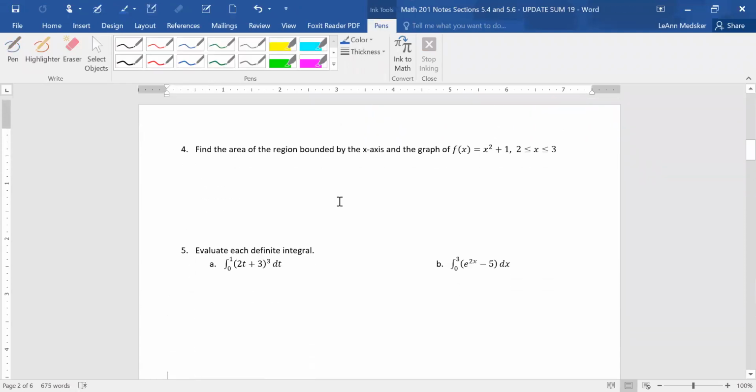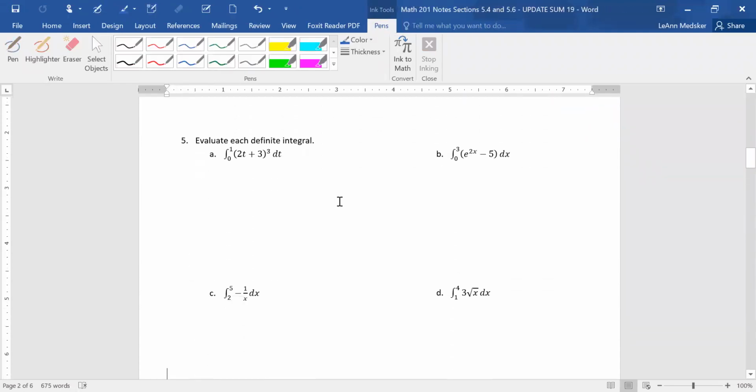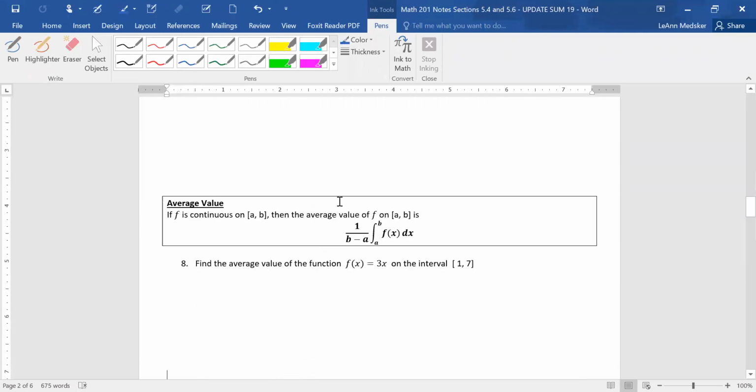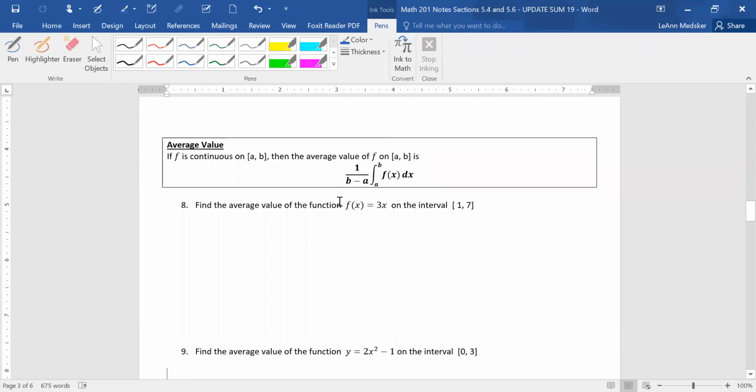Okay, so the only other thing I'm going to do in section 5.4 before moving on to 5.6 is I wanted to do one average value formula with you, and that way we just have one to do left in class, because everything else in between there is just using that fundamental theorem of calculus. So it says if f is a continuous function on a to b, which is bracketed, then the average value of f on a to b is this formula.